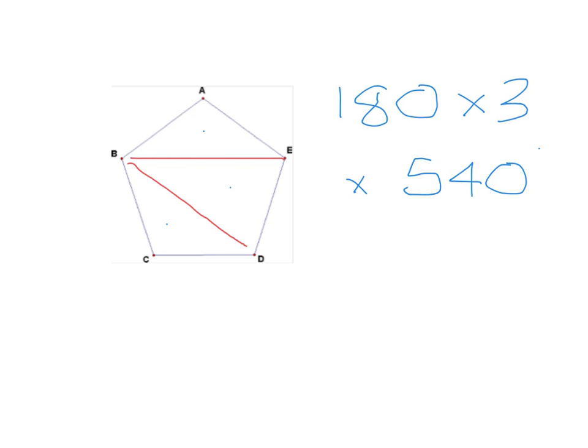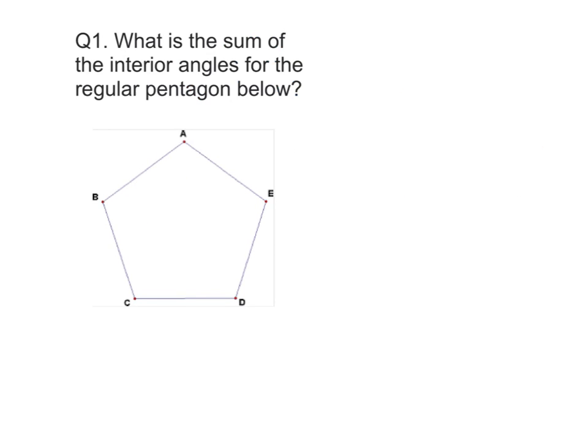That is one way of calculating the sum of the interior angles in a polygon. However, I would like my students to do it a different way, using a formula, and I'll show you this formula now. So here's our pentagon and our question: what is the sum of the interior angles for the regular pentagon below? When I'm talking about interior angles, I'm talking about these angles here. So the sum of them is all of them added together.